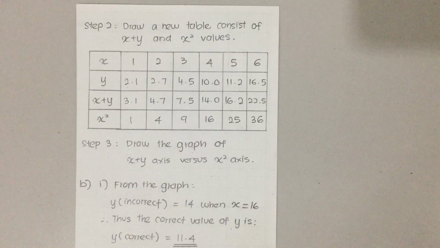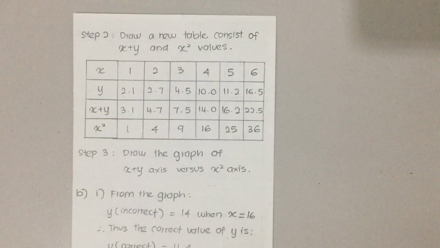For the part B solution, we need to find the correct value of y, because the question tells us that one of the y values is incorrectly recorded. Based on what we plotted from the graph, what we're going to do is look at the graph now.